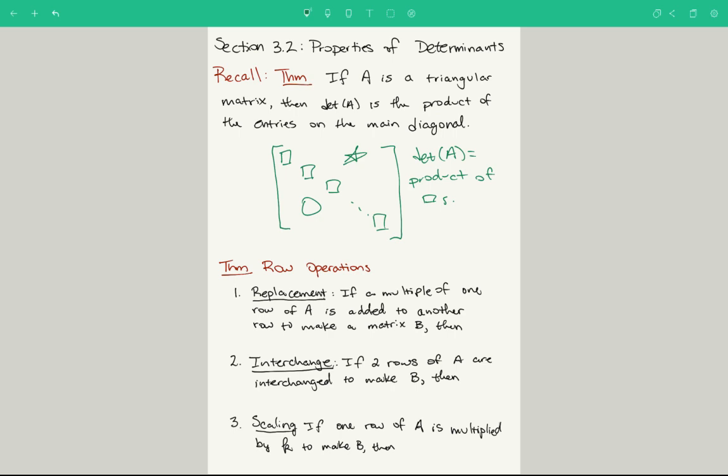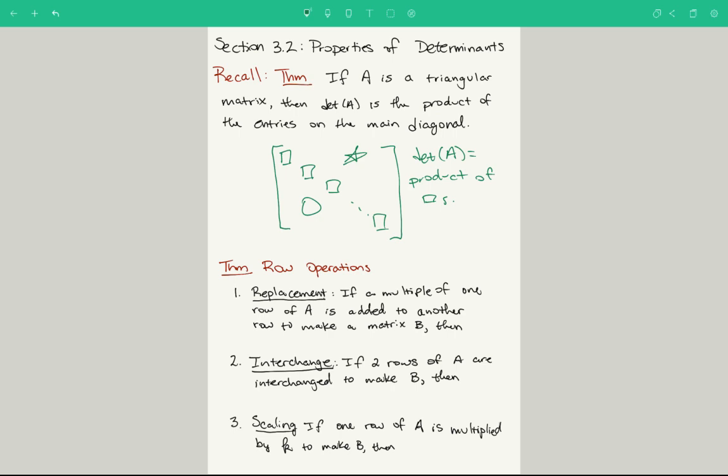So it'd be nice if we could come up with a way where when we're doing our row operations to get A down into row echelon form, we could keep track of what that was doing to the determinant. And in fact, there is a way to do that. So let's think about what our row operations are. We have three row operations: replacement, interchange, and scaling. So let's take a look at what each of these does to the determinant.